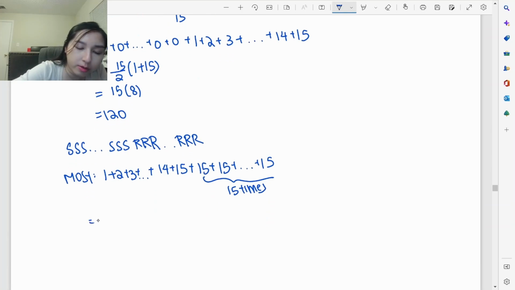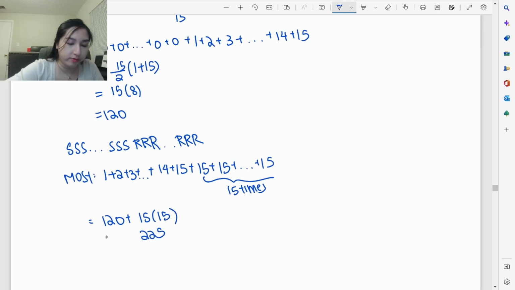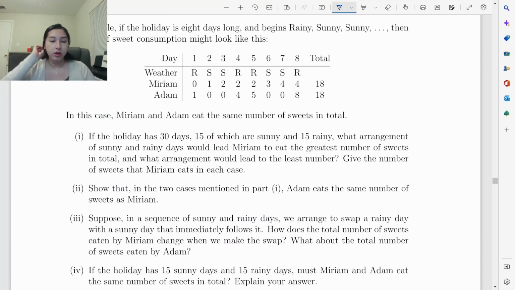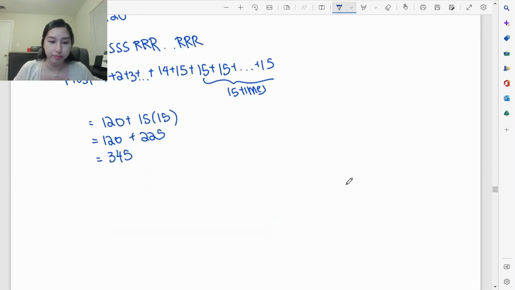Alright, so that would be 120 here plus 15 times 15, which is 225. So 120 plus 225 would give us 345. There we go. So that's the most. Show that in the two cases mentioned in part 1, Adam eats the same number of sweets as Miriam.